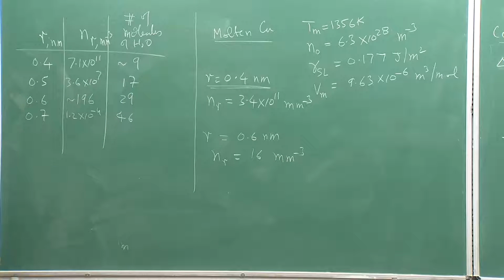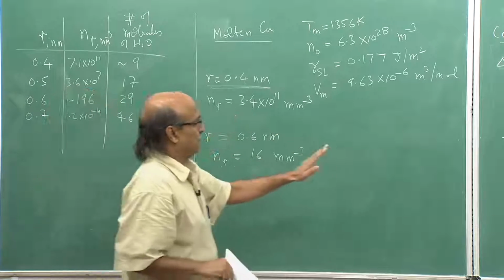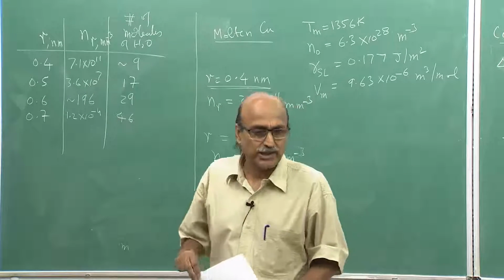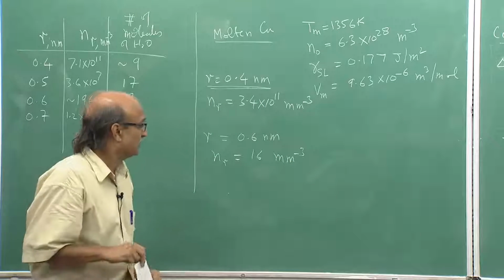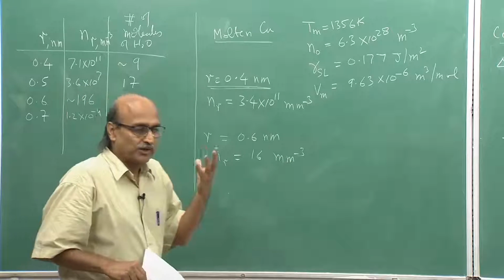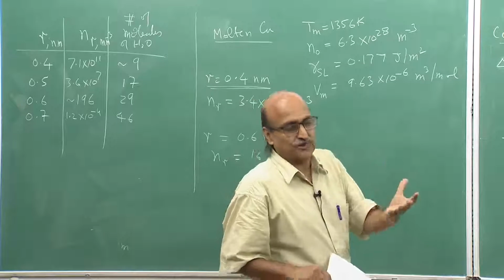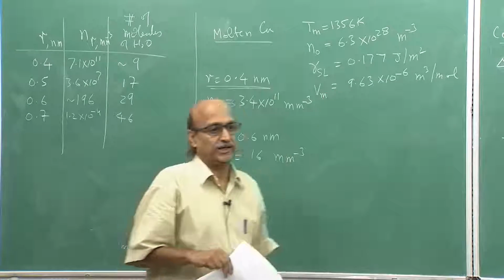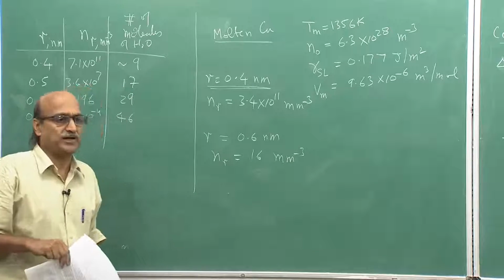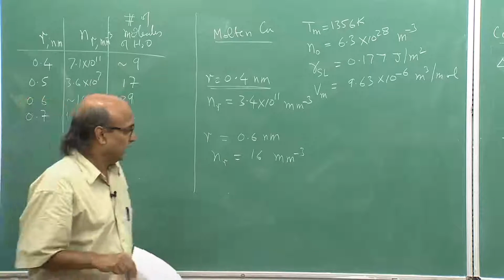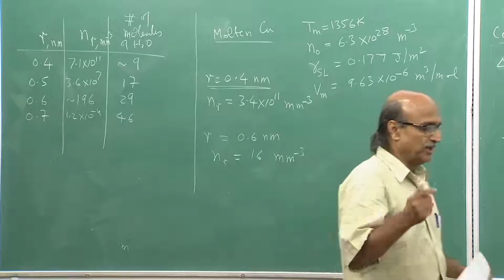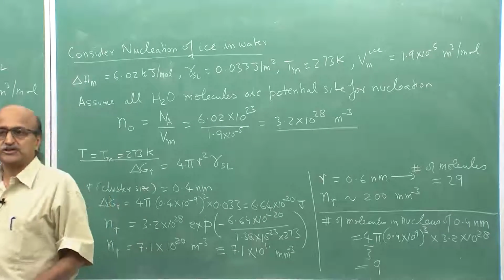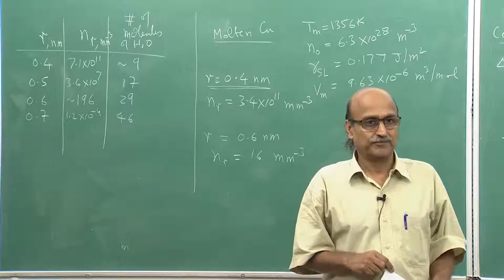So again, what we have shown is the sensitivity of the number of nuclei that would be present as a function of size. So as size increases, the number of nuclei that are expected would rapidly reduce, and this is going to play an important role when we consider in the next lecture the rate of nucleation in a quantitative manner. Thank you.